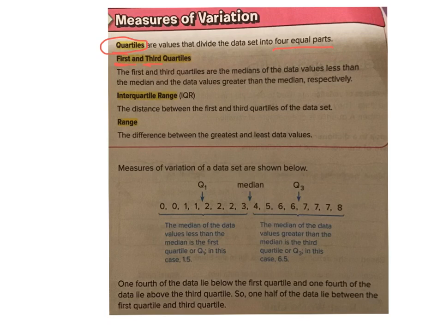So when you have something broken into 4 equal parts, you have a first, a second, a third, and a fourth. But the main ones would be the first and the third. Okay. And then once we know these first and the third quartiles, they are the medians of the data values less than the median, and the data values greater than the median, respectively. Whew, that's a lot to think about.